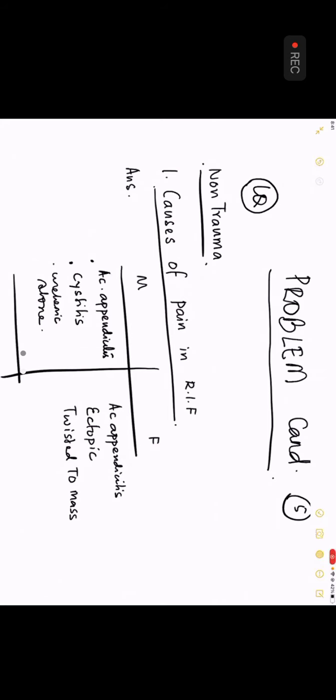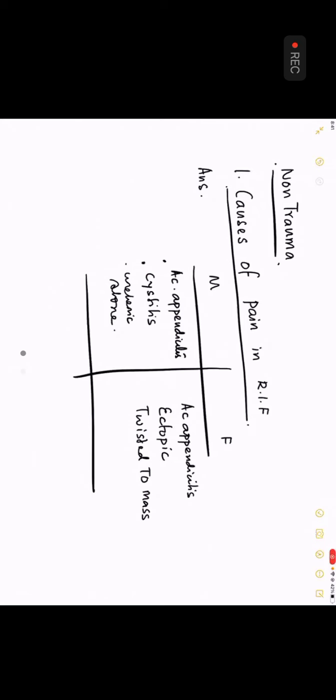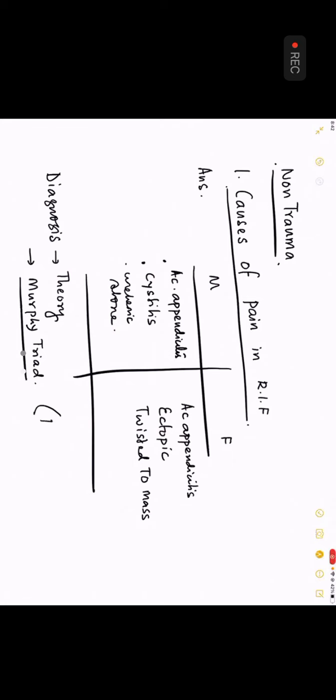Nothing more is needed. At this point, the examiner can ask you, how do you diagnose appendicitis? Please refer to your theory chapter of appendicitis. You are required to know what Murphy's triad is. I will not be telling you for one single reason: if I tell you, you will not be reading the theory again. Murphy's triad is the onset of pain, followed by nausea and vomiting, followed by the shifting of the pain to the right iliac fossa, followed by fever and tachycardia. It is called a triad, though it is not a triad, it is a quadrant.